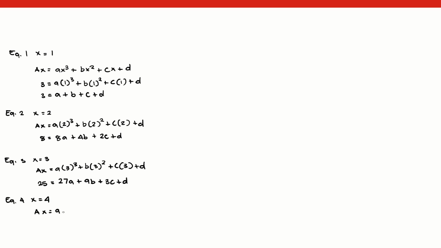And the fourth equation is 60 equals a times 4 cubed plus b times 4 squared plus c times 4 plus d. So 60 is equal to 64a plus 16b plus 4c plus d. That is equation 4. Now, let us eliminate or subtract the equations in order to get the values of a, b, c, and d.